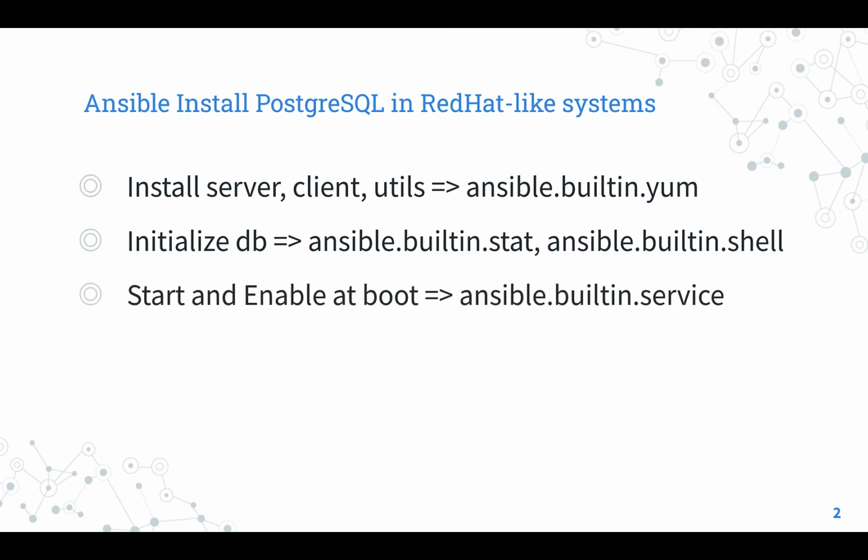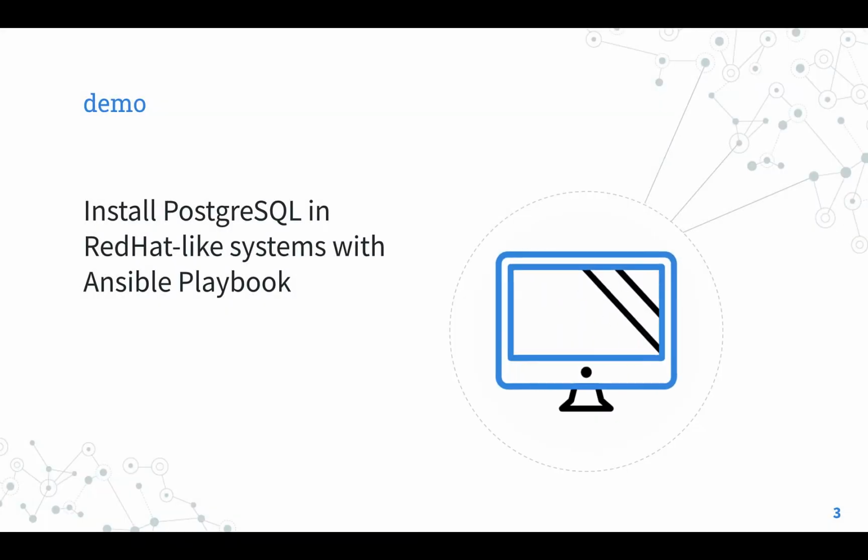ansible.builtin.stat module. The third step is to start and enable the PostgreSQL service at boot using the ansible.builtin.service module. This enables you some external connection and to effectively interact with the database management system.